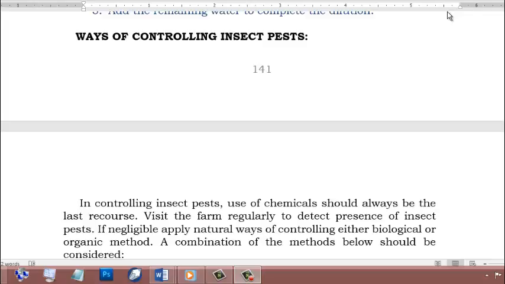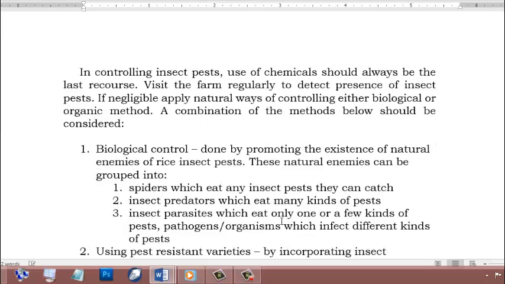So we must know the different insect pests in rice so that we know how to get rid of them and when to control them. In controlling insect pests, use of chemicals should always be the last recourse. Visit the farm regularly to detect the presence of insect pests. If negligible, apply natural ways of controlling, either biological or organic methods. A combination of the methods below should be considered.